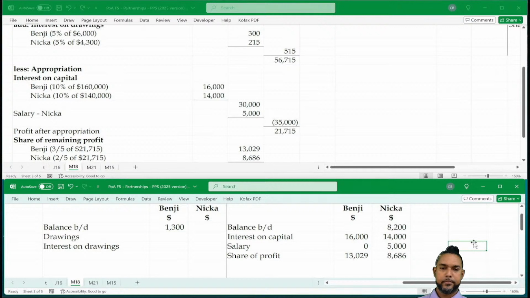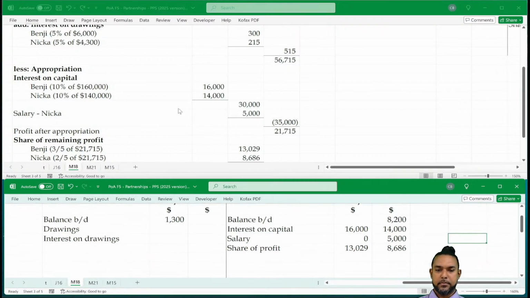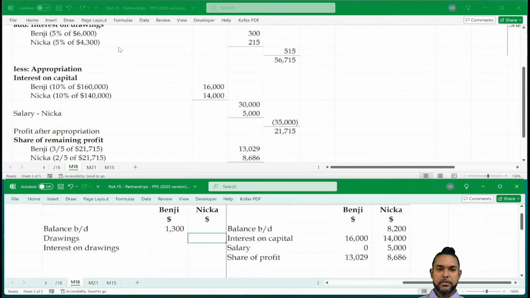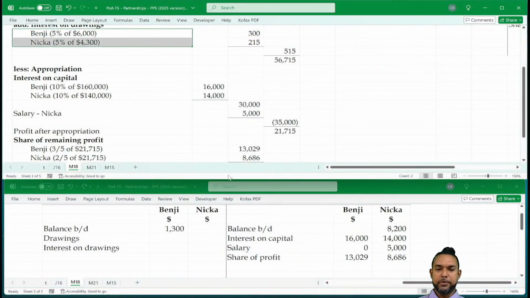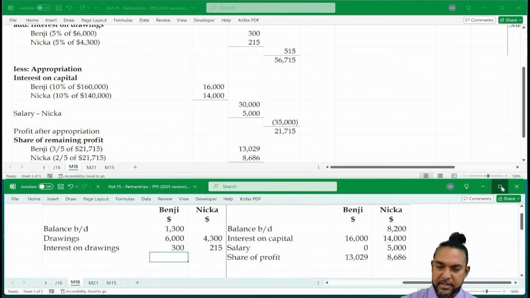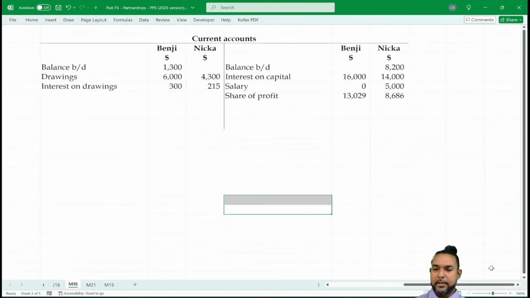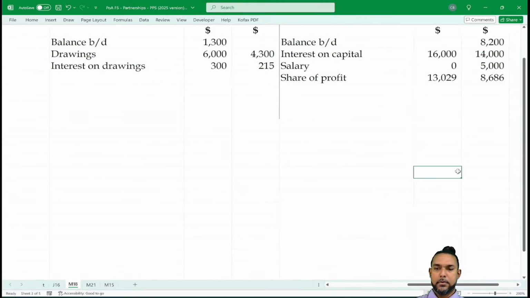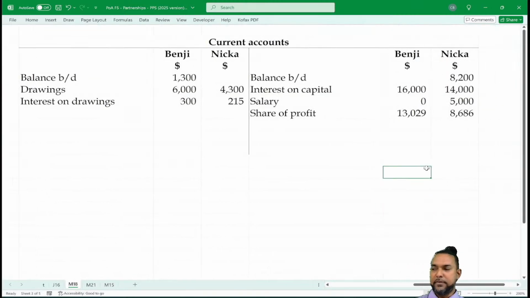Right, let's go. So the drawings figure. What was Benji's drawings? 6,000. Nika was 43. And the interest was 300 and 215 separately. All right, gonna maximize here now. Let's zoom in a little bit more. I feel like that should be easy enough to see.